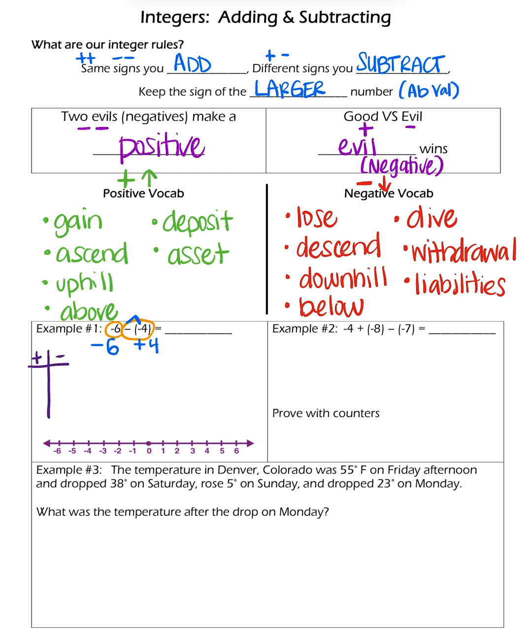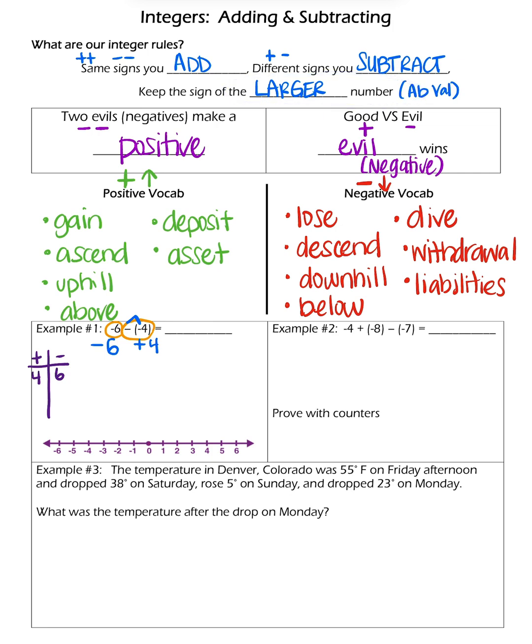So I'm going to put my numbers. My 6 was negative, so I'm going to write it under the negative side. And my 4 was positive, so I'm going to write it under the positive side. And now it's like I have two competing teams. Let's say these are soccer teams, soccer team positive and soccer team negative. Which team has more players? Which team has the greatest absolute value, right? Which team has more players?